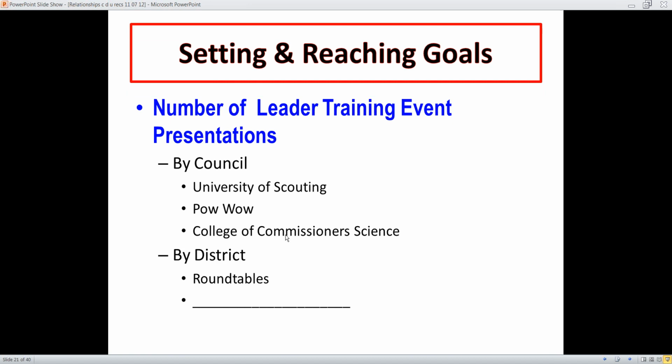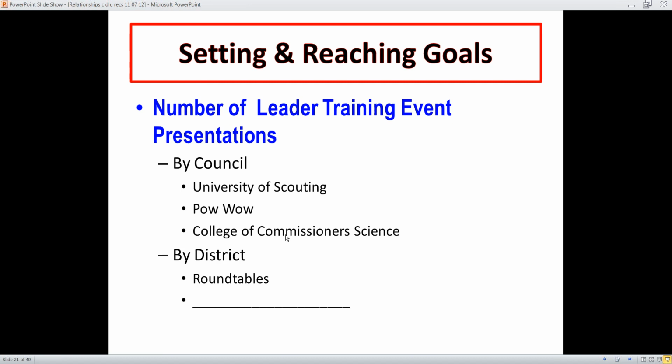The number of leader training event presentations, because it starts with informing our leadership. I mentioned a few minutes ago that there is a webinar upcoming about University of Scouting and powwow and College of Commissioner Science presentations. We are currently working with, at the national level, the Commissioner Service, even in having some modules that relate to duty to God and religious emblems. So we're working even at the national level there. And certainly by district, roundtables and other training events.